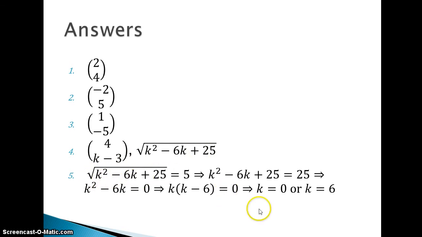And then this is just doing some algebra steps to solve, and you get k equals 0 or k equals 6. And it makes sense that there should be 2 solutions, because basically if I find one point that's 5 units away, then I can just reflect that, because the x coordinate is going to stay the same. If I just reflect it over that line, I get the other one. So that's why there's 2 solutions.